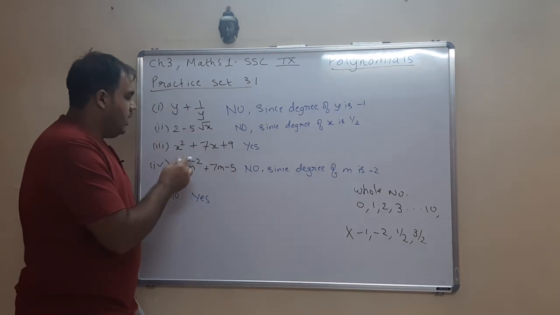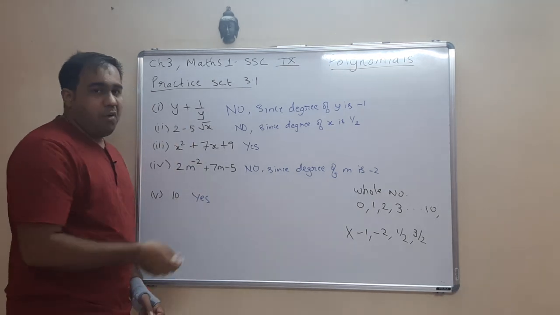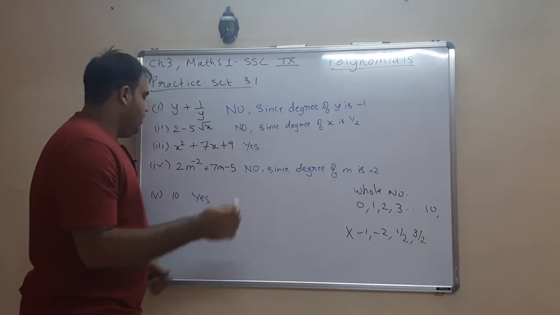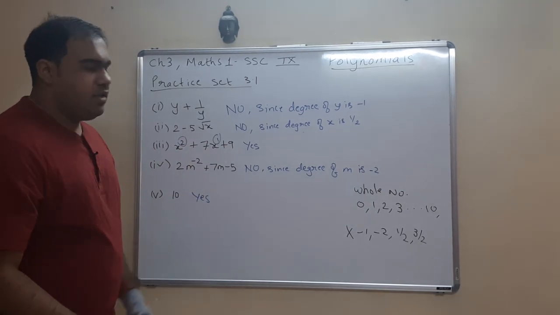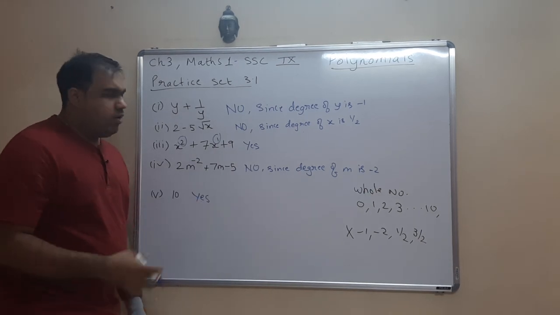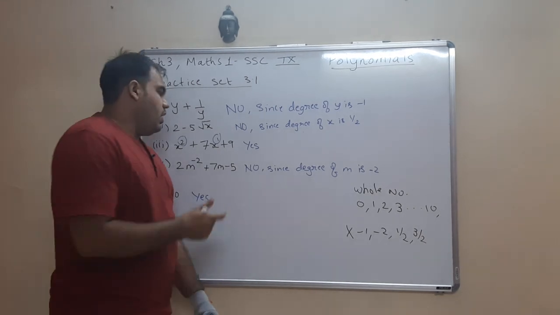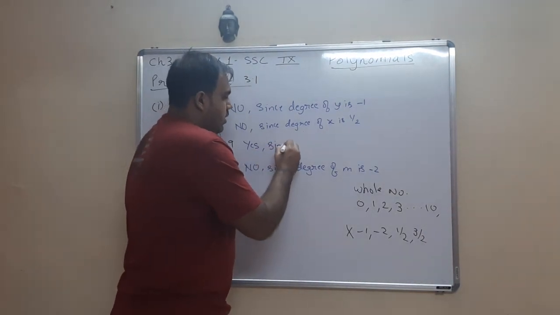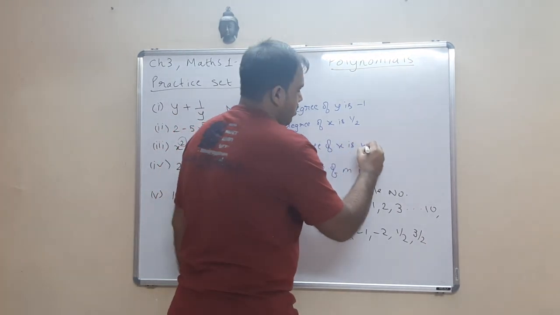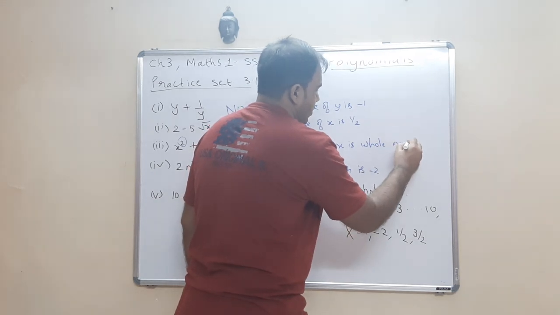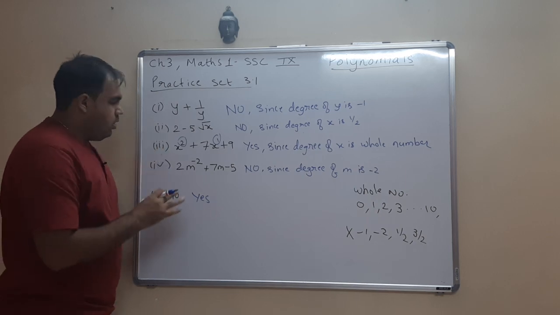Question number 1, 3. What is the third question? The equation is x square plus 7x plus 9. Is that a polynomial? Yes, because if you see the degree here is 2, the degree is 1, and both are whole numbers, so yes, it is a polynomial. And when it is a polynomial, we don't need to see what they have said, state whether it is a polynomial or not, and justify. So yes, since degree of x is whole number, that is a justification.